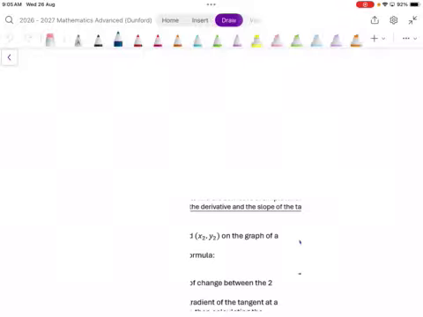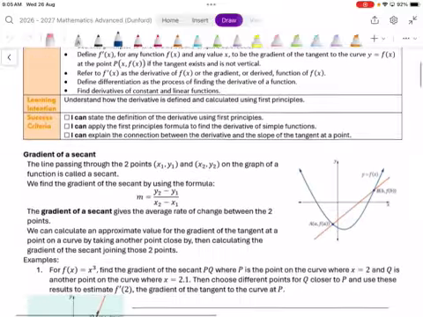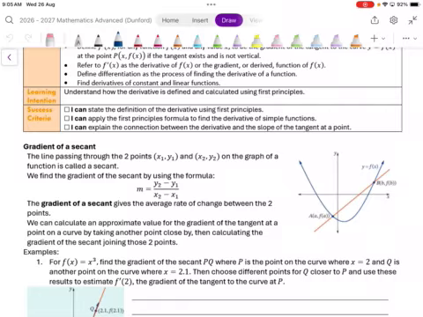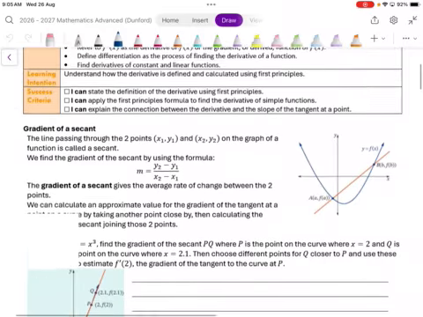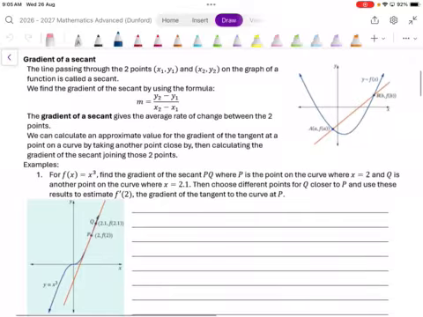From first principles when it pops up. So we have some learning intentions and success criteria there, but we want to understand how the derivative is defined and calculated using first principles. Now, in order to do this, we need to look at our gradient of a secant.